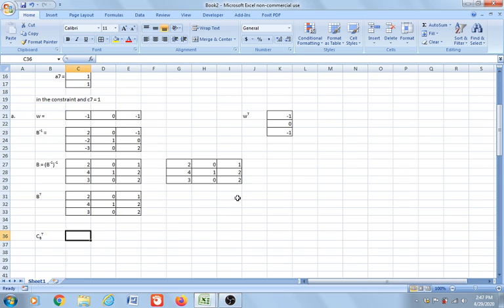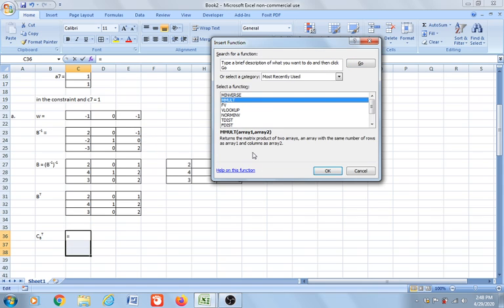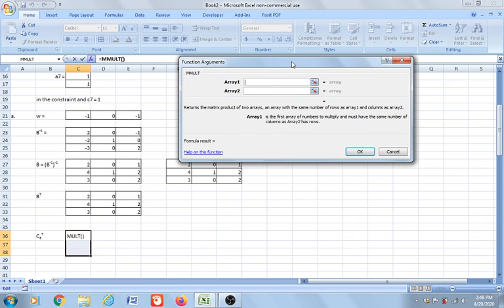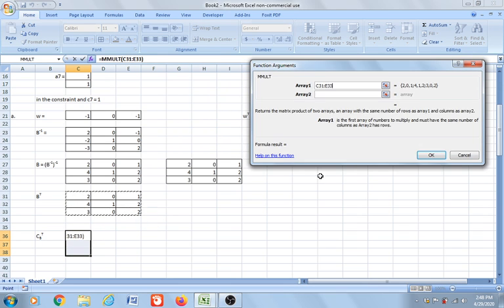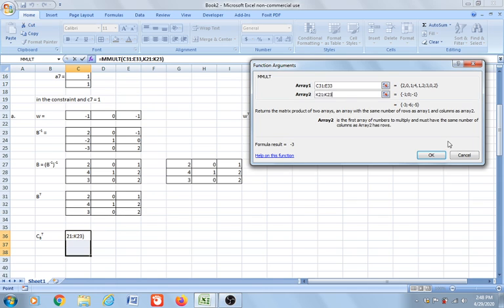Now we need to multiply B transpose and W transpose. A 3 by 3 matrix times a 3 by 1 matrix is a 3 by 1 matrix. In Excel, when you do matrix multiplication, you use the formula MMULT. So B transpose times W transpose, Control Shift Enter.